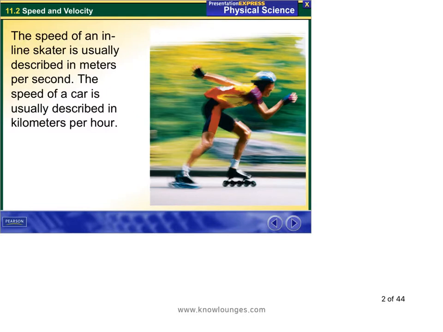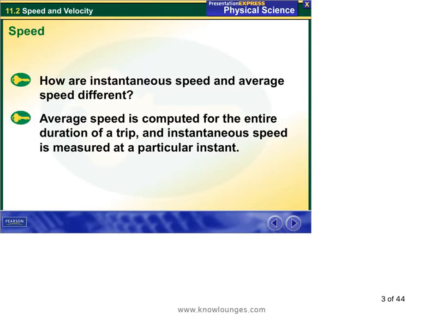Today we're going to be studying and taking notes on section 11.2, speed and velocity. Here we see an illustration of a skater. A skater's speed might be measured in meters per second. A car's speed would be measured in kilometers per hour.